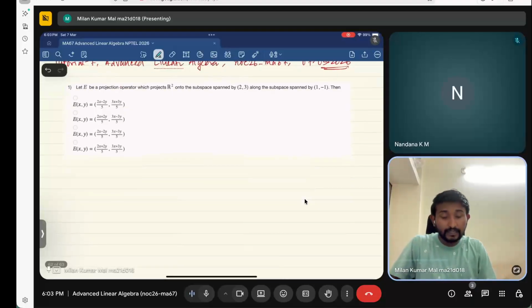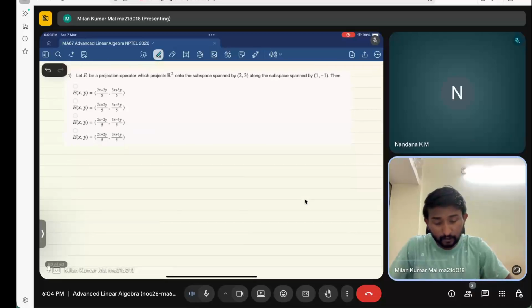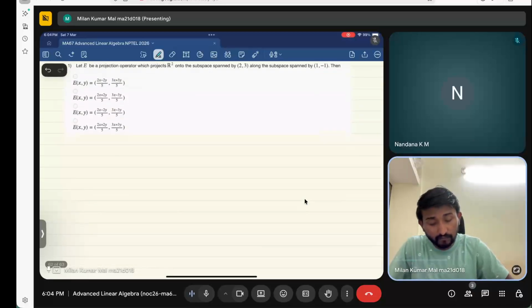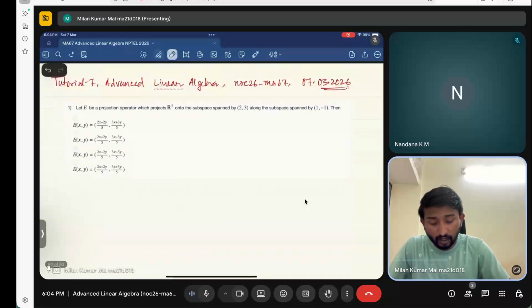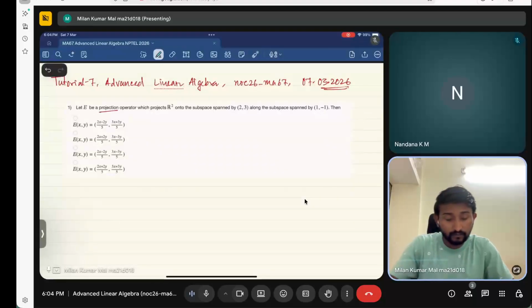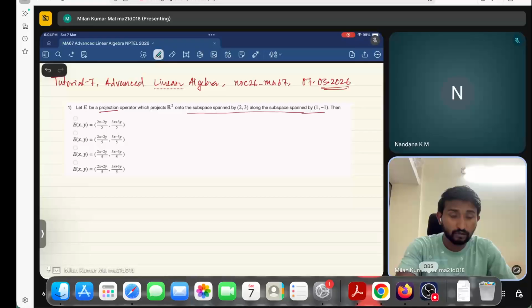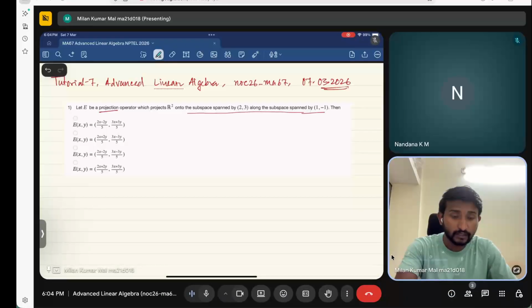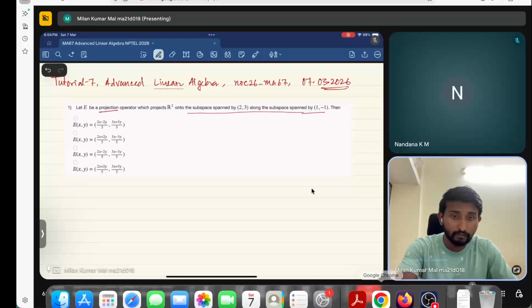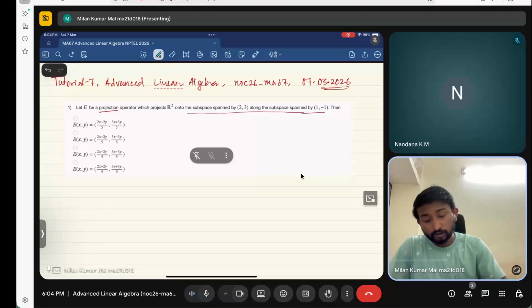So let's generally try to do this, and then I'll come back to the exact specific problem. What is meant by this first? There are some new terminologies like projections, and this terminology, projection onto the subspace spanned by (2, 3) along the subspace spanned by (1, -1). These are the terminologies which we need to understand first, and then I will come back to the problem.